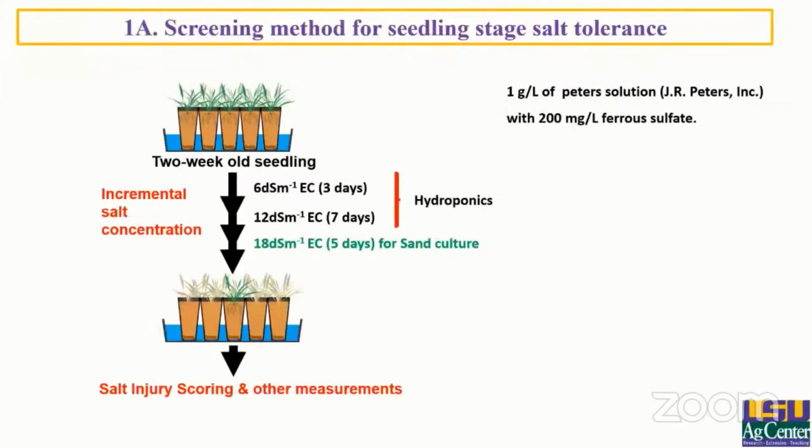This is our screening method for seedling stage salt tolerance. Two-week-old seedlings were exposed to salt stress. First, they were exposed to 6 dS/m for 3 days, and then 12 dS/m for 7 days in hydroponics, and for sand culture, 18 dS/m for 5 days. And then we did the visual salt injury scoring, and other measurements like plant height, root length, chlorophyll content, and sodium and potassium content.